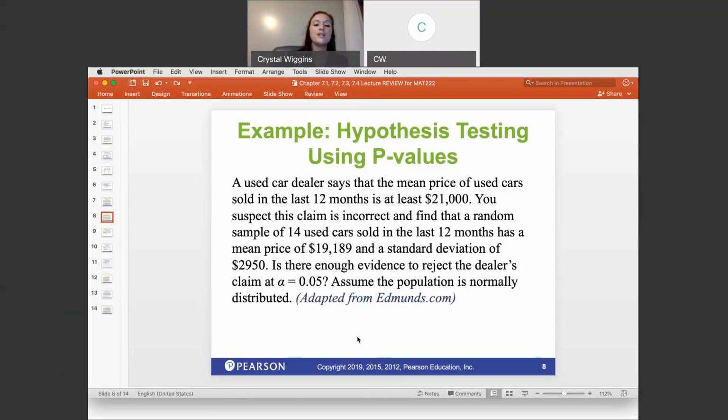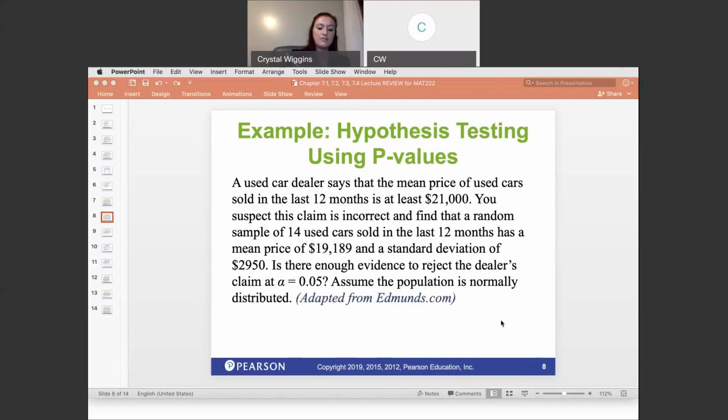We want to know if there's enough evidence to reject the dealer's claim that he says that the mean price of his cars is at least 21,000. And we're using an alpha level of 0.05. And a statement is made that the population is normally distributed. Let's point out some of the things that we need to take notes on.